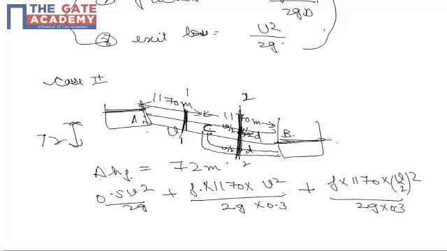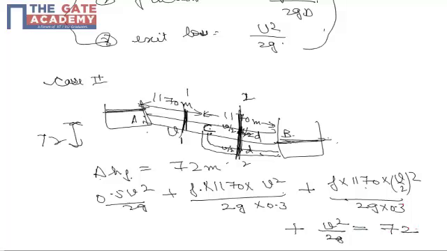Please note that I am not writing this head loss twice because these two pipes are in parallel, so the head loss through them will be the same and will be accounted only once. So this term for portion CB will come only once for either of these two pipes, plus the exit loss, which is v square by 2g, and this should be equal to 72.